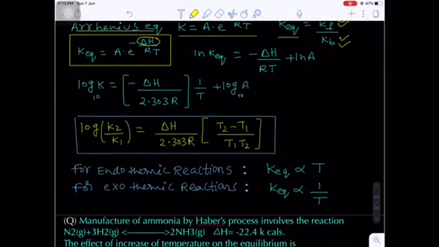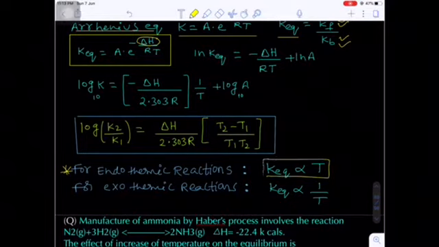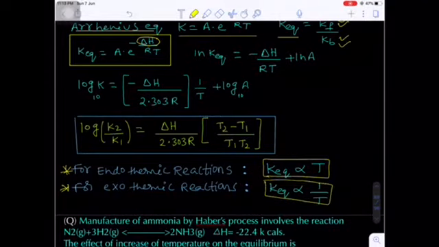Okay, finally what we concluded here: for an endothermic reaction, K equilibrium is directly proportional to whom? Temperature. For an exothermic reaction, K equilibrium is inversely proportional to whom? Temperature. This is the effect of temperature.